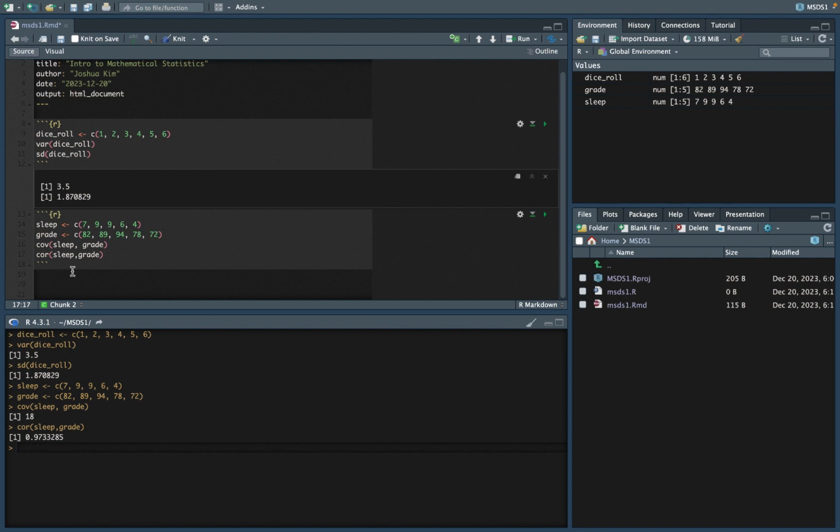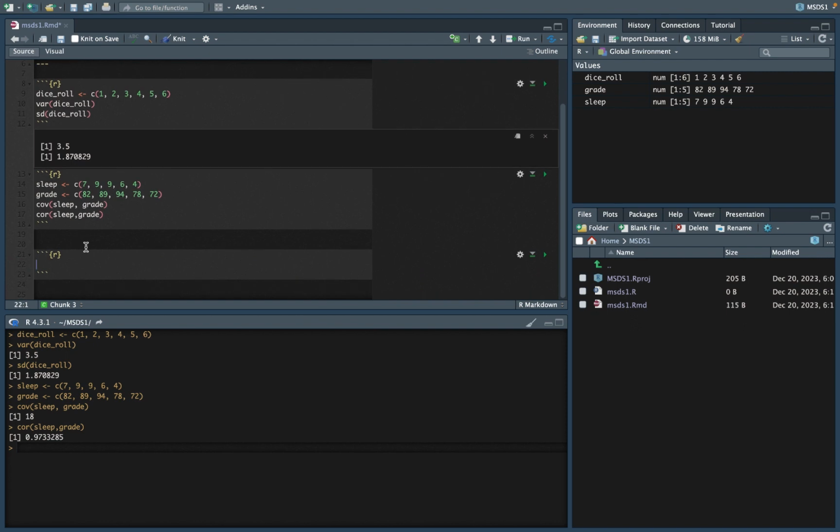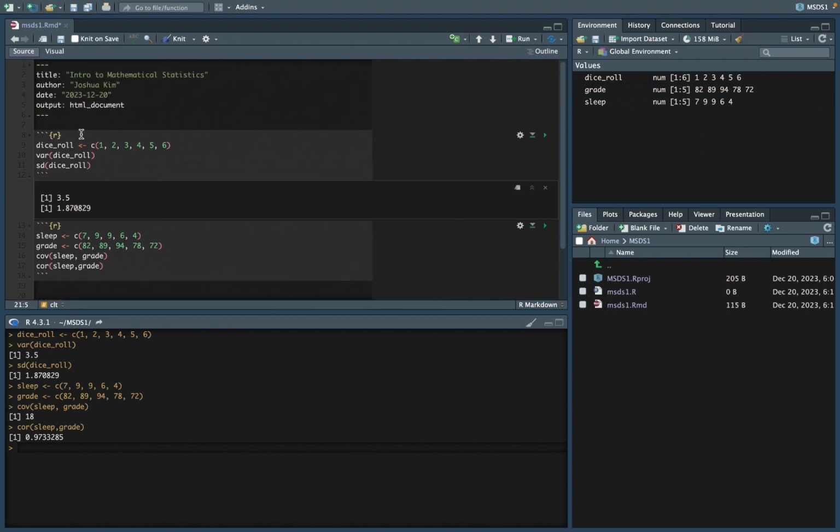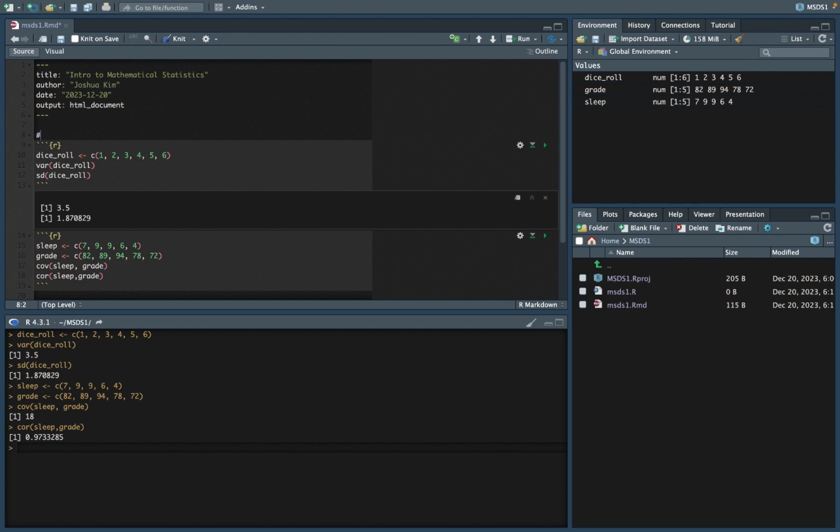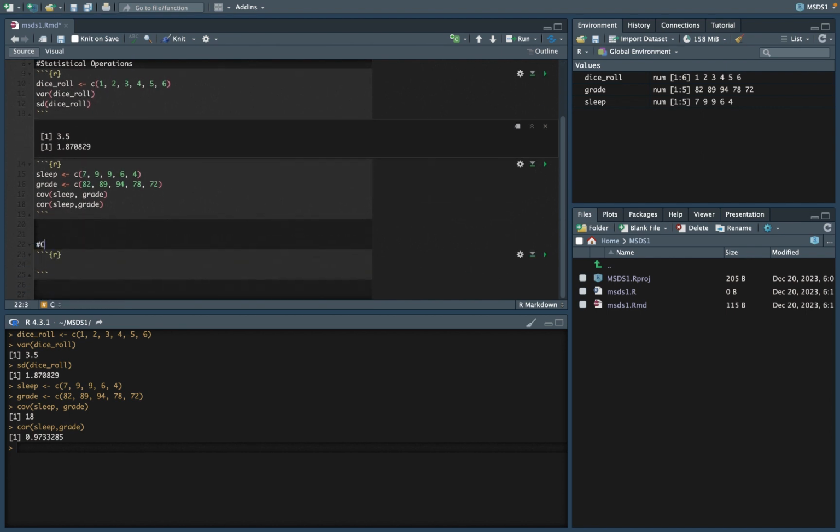Okay, so there's that. Now I want to go over the central limit theorem. Central limit theorem, let's just name these. So stat. Okay, central limit theorem. I don't know why I deleted that.